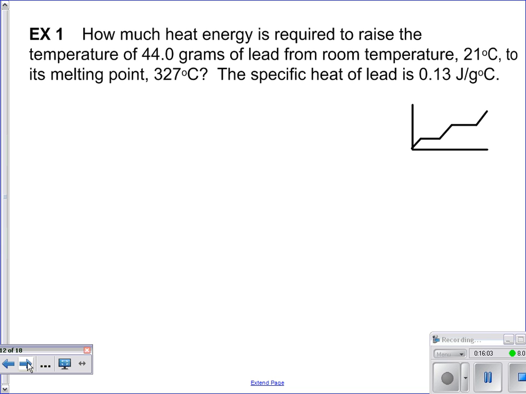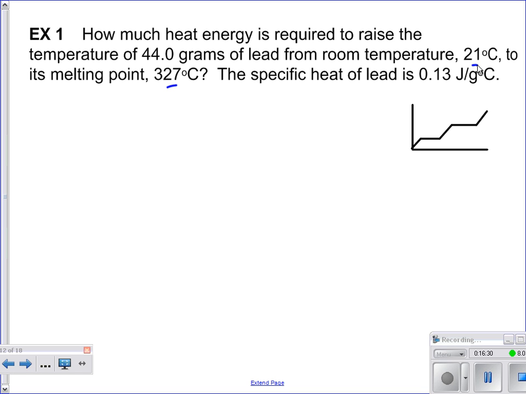So the first example, it says how much heat energy is required to raise the temperature of 44 grams of lead from room temperature, in other words 21 degrees Celsius, to its melting point at 327 degrees Celsius. And it gives us the specific heat for lead. So we are starting at room temperature for lead. Is that a solid, liquid, or a gas? That's a solid. And we're raising it to its melting point.